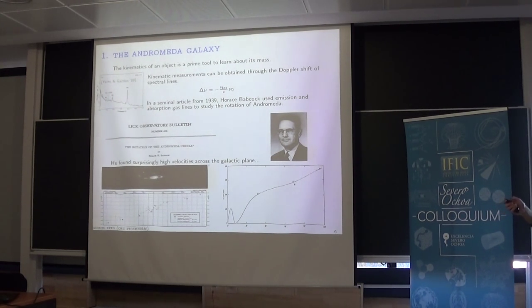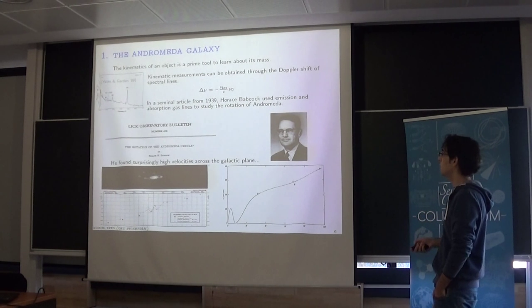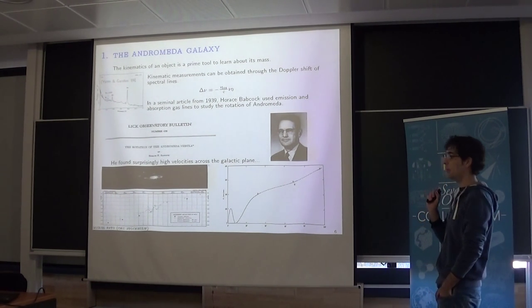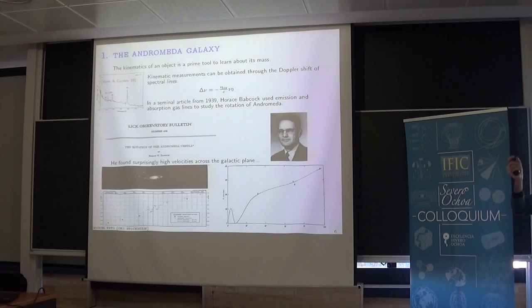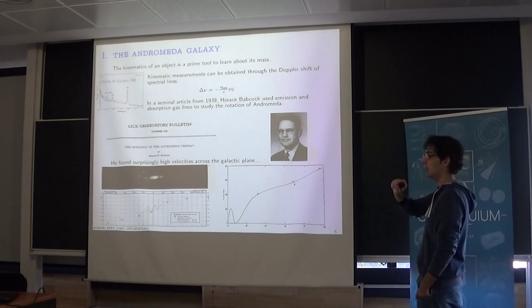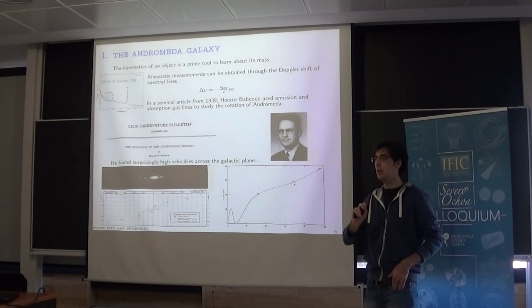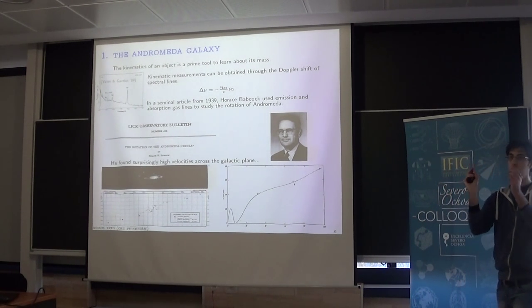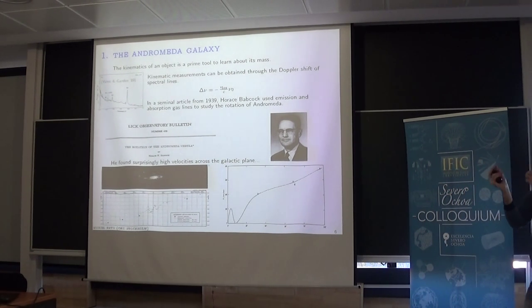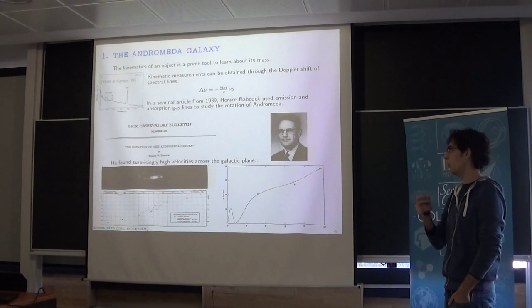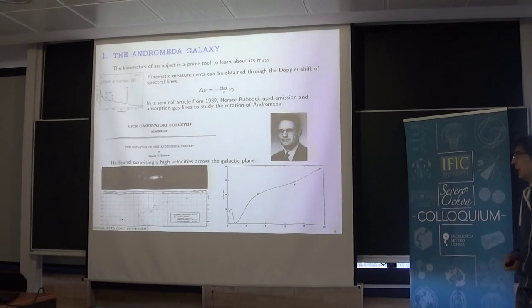And in the case of Andromeda, the kinematics has been studied since the 30s. The very first person to study this was Horace Babcock, already in 1939. He measured the Doppler shifts of emission and absorption lines in the gas of the galaxy. And he used these to measure the rotation of Andromeda around the center of the galaxy.